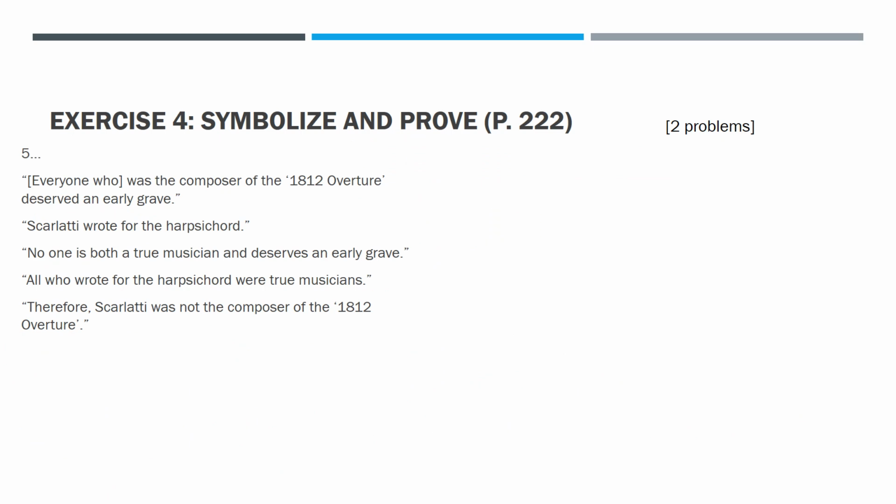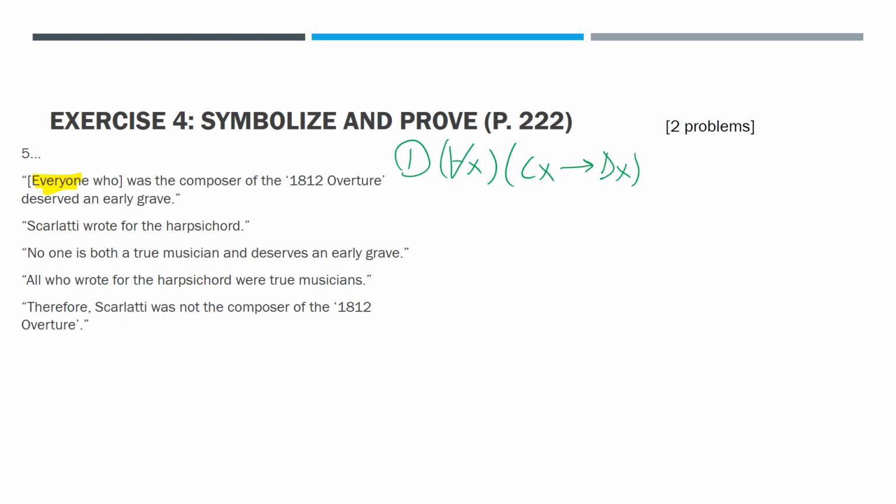Let's give number 5 a shot. First premise, everyone who was a composer of the 1812 overture deserved an early grave. Don't blame me, by the way. This comes from the Suppes Hill textbook, so all that matters is I'm off the hook. But anyways, how would we translate this into our predicate logic? We do have a universal affirmative proposition, so we'll say for all x, if x is a C, composer of the 1812 overture, then x is a D, deserves an early grave.